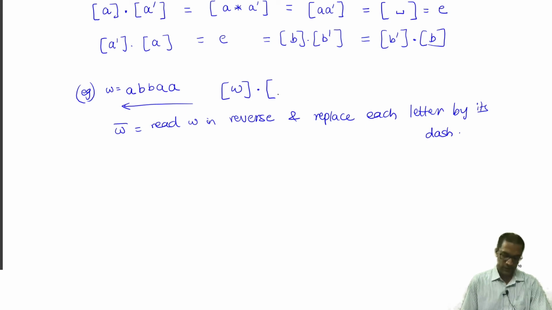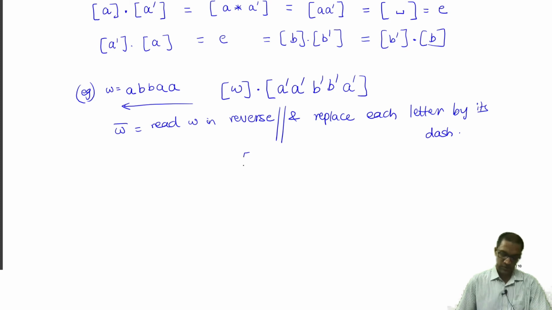Okay, so in other words, here I apply this prescription. I read this in reverse and I see two A's from the end, so I make them dashes. I make B's into dashes. So here's my claim: this new word will serve as the inverse. So let us check. So how should we check?